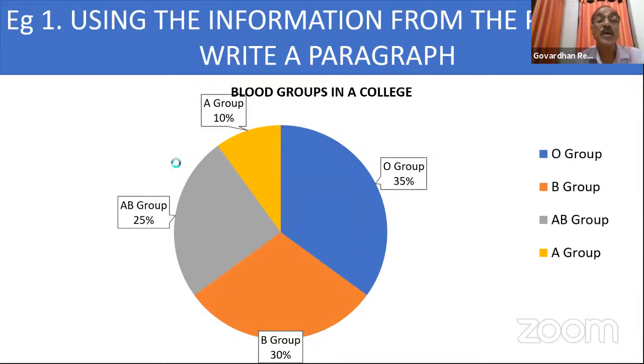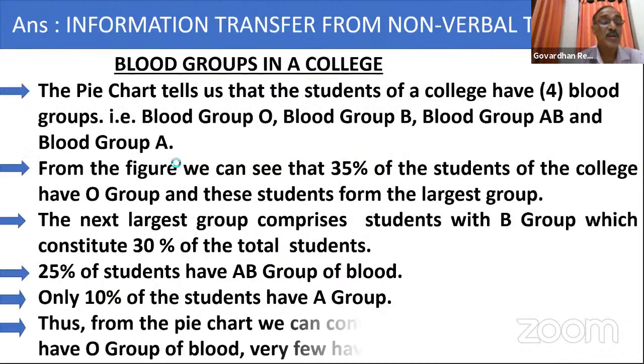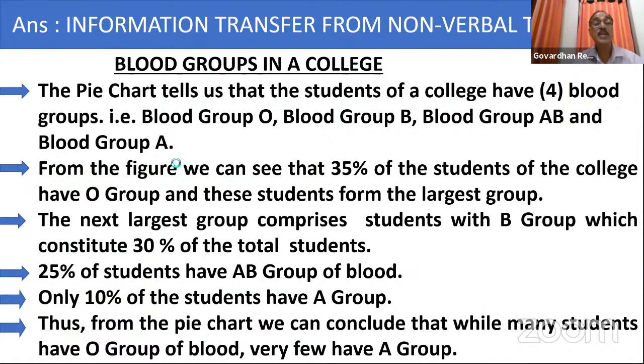Finally concluding, you can say that O group constitutes the majority, the largest group, while the A group constitutes the least. On that, you can write another sentence. Likewise, you can write 6 sentences using the pie chart.